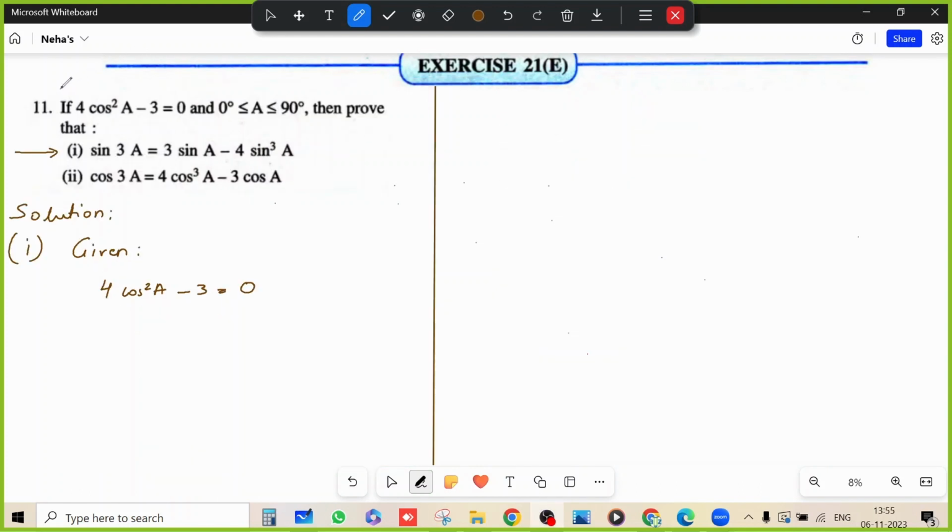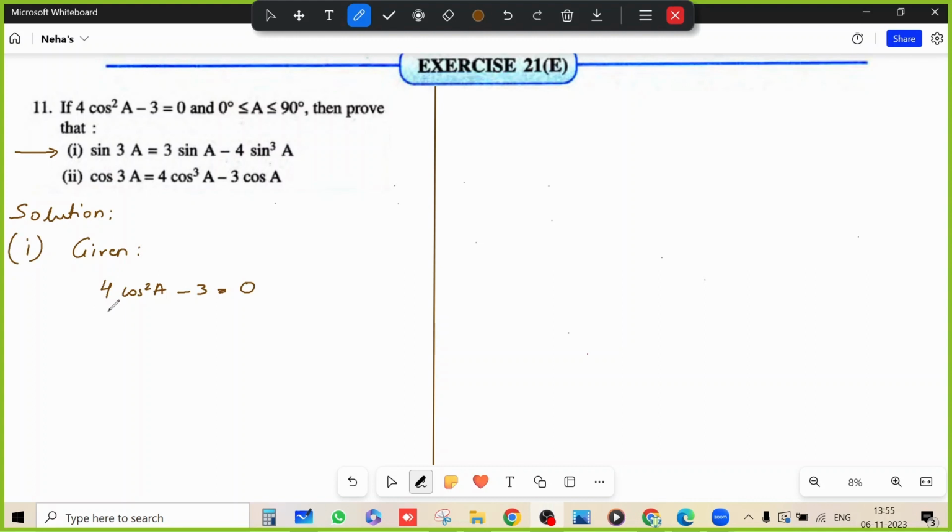Question number 11 is, if 4 cos square A minus 3 is equal to 0 and A lies between 0 degree and 90 degree, then prove that sin 3A is equal to 3 sin A minus 4 sin cube A. So we will begin our answer with what is given to us.